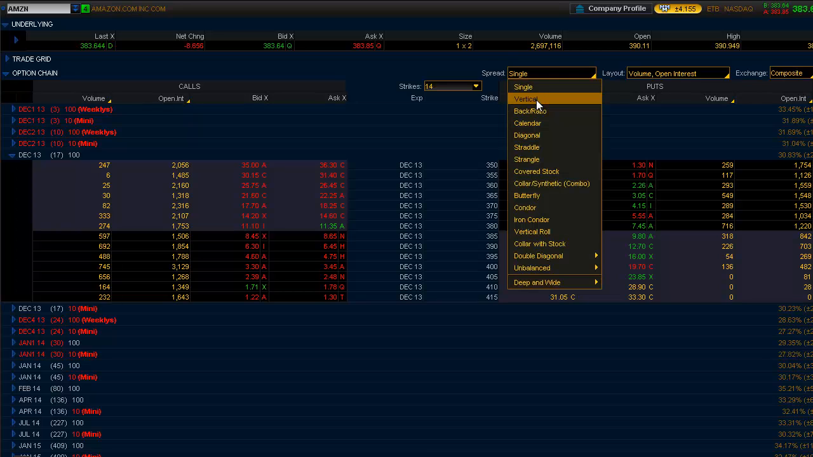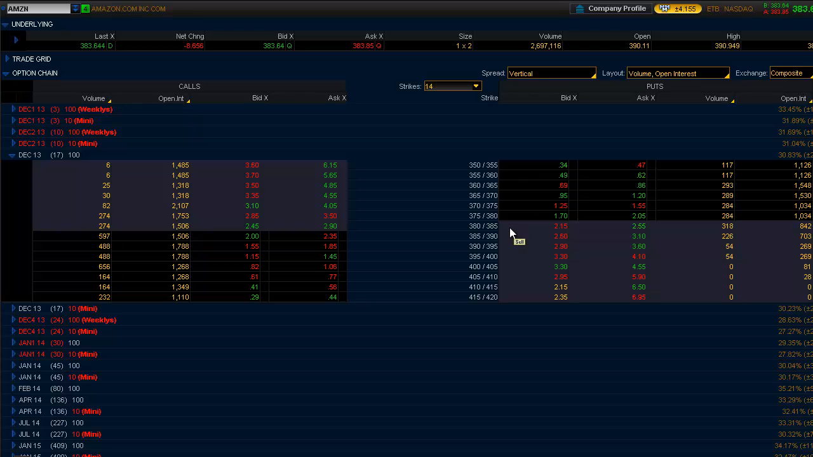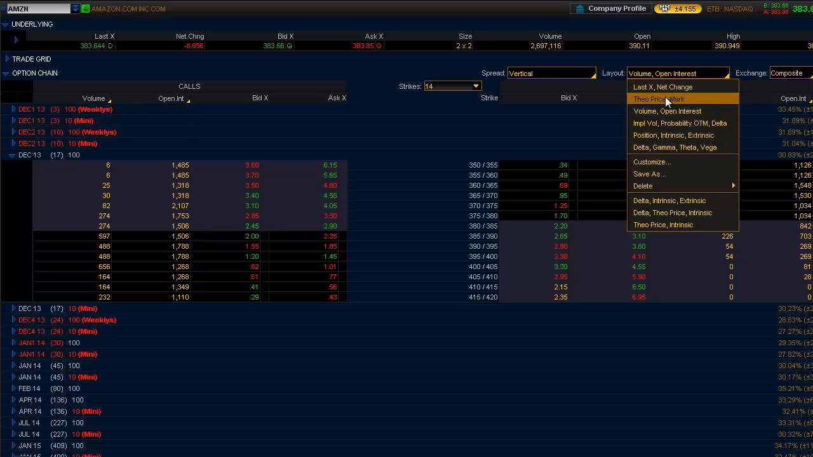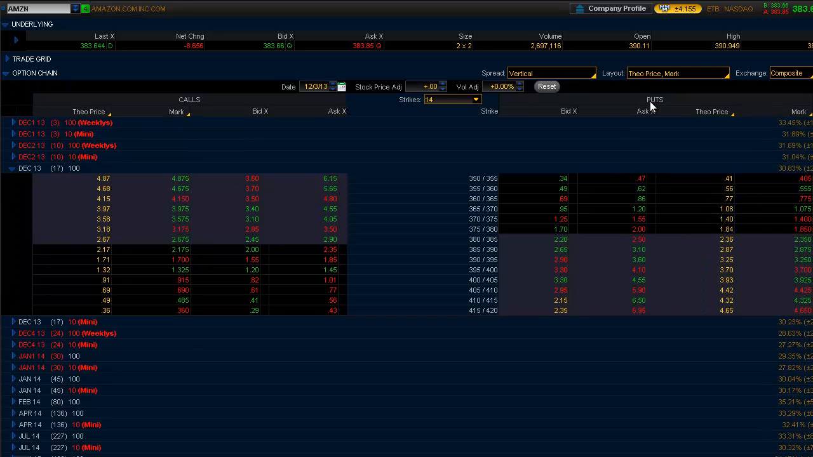So I'm going to switch this to vertical, and this is going to change this to a single vertical where we're selling one put and we're going to be buying a second put for protection. I'm going to change this to theoretical price, which is Theo price, and I'm going to put in here a drop, a minus of $10, and then this column is going to show you the theoretical price of that spread.